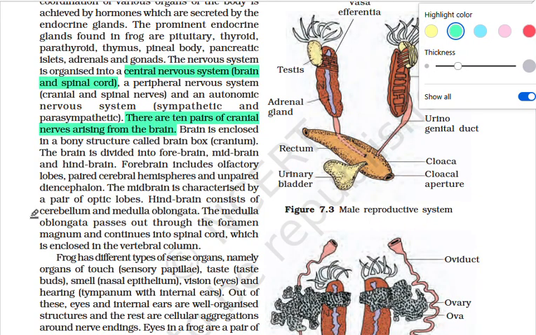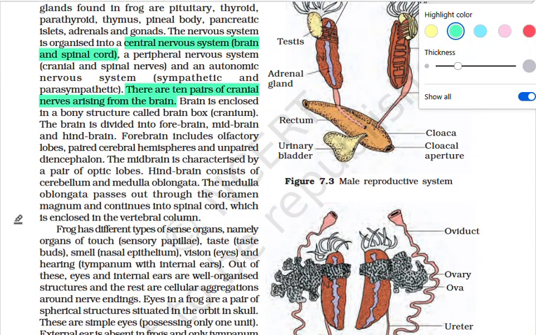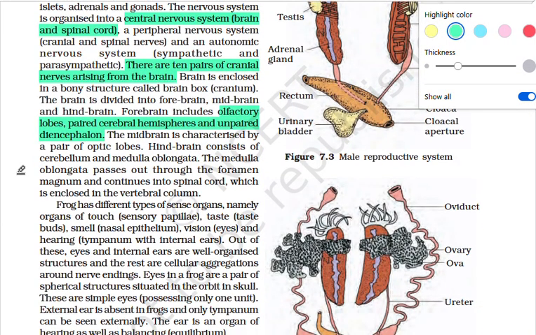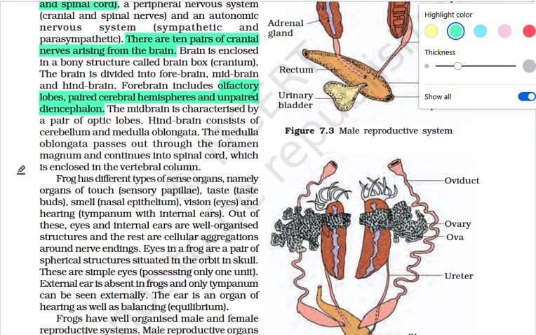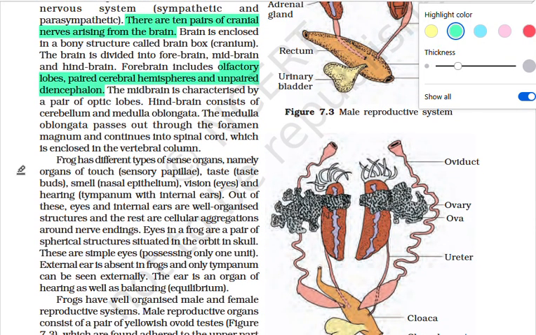Brain is enclosed in a bony structure called brain box or cranium. The brain is divided into forebrain, midbrain, and hindbrain. Forebrain includes olfactory lobes, paired cerebral hemispheres, and unpaired diencephalon. The midbrain is characterized by a pair of optic lobes. Hindbrain consists of cerebellum and medulla oblongata. The medulla oblongata passes out through the foramen magnum and continues into the spinal cord, which is enclosed in the vertebral column.